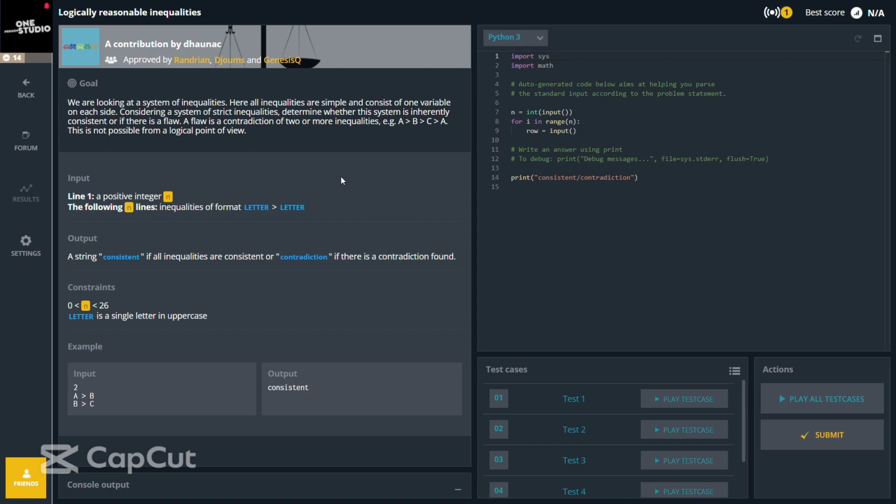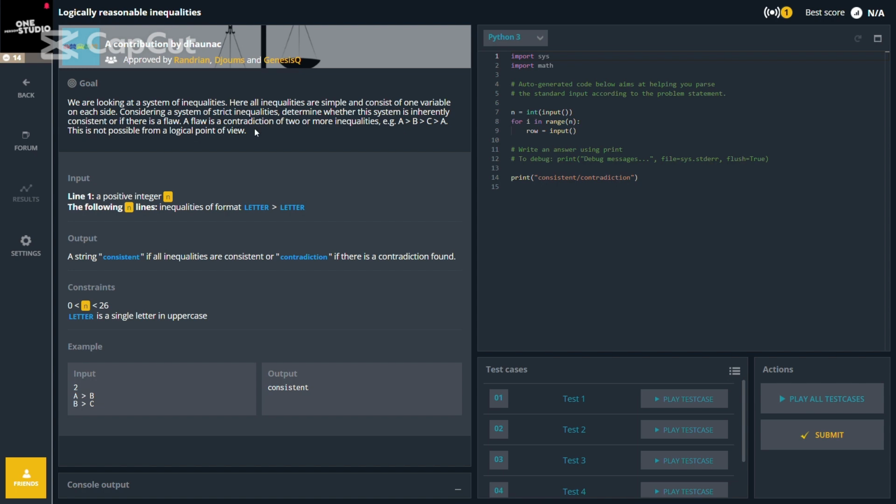And in this episode of my coding game series, I'm going to solve this puzzle, Logically Reasonable Inequalities. We are looking at a system of inequalities. Here, all inequalities are simple and consist of one variable on each side. Considering a system of strict inequalities, determine whether this system is inherently consistent or if there is a flaw.